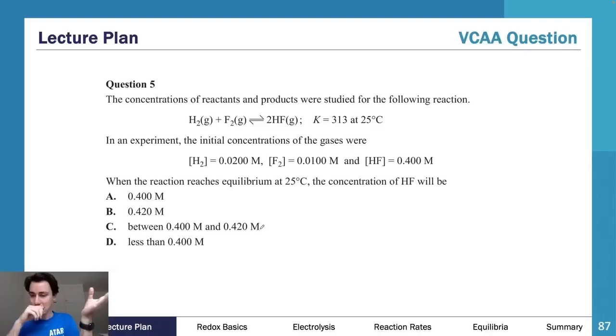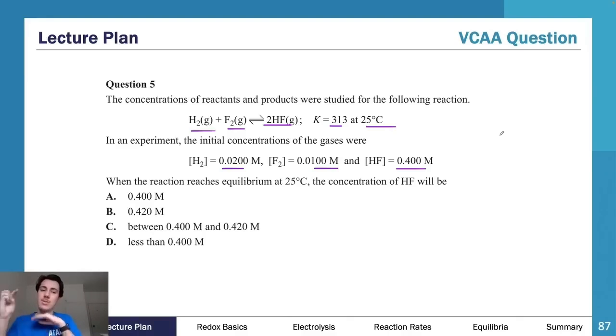So this is a really, really good question. I'm going to give you all a second to have a think about it. Essentially, it reads: the concentrations of reactants and products were studied for the following reaction. We've got H2 gas plus F2 gas goes to 2HF, and the K value is 313 at 25 degrees. In an experiment, the initial concentrations of gas were this, this, and this. When the reaction reaches equilibrium at 25 degrees Celsius, the concentration of HF will be what? So have a go at this one, and then come back. So 3, 2, 1, pause, and now hopefully back.